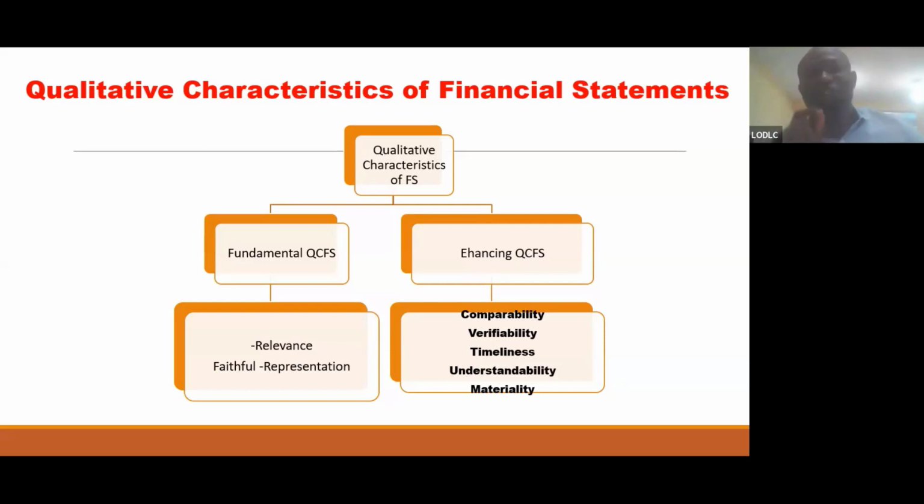Only material information is what? Is recorded. So that's the rule of thumb. So let's quickly talk about faithful representation.